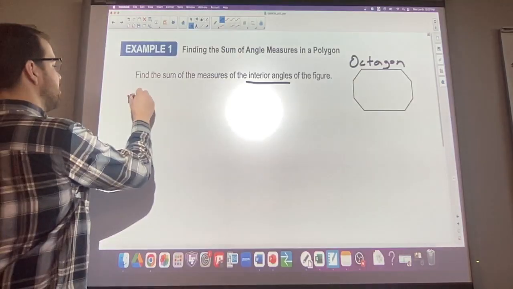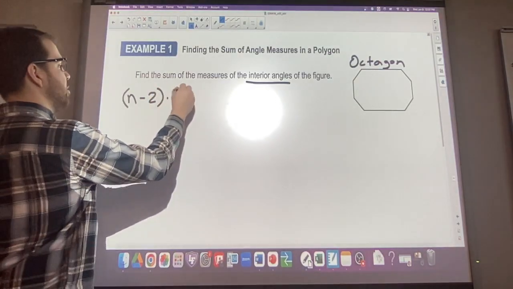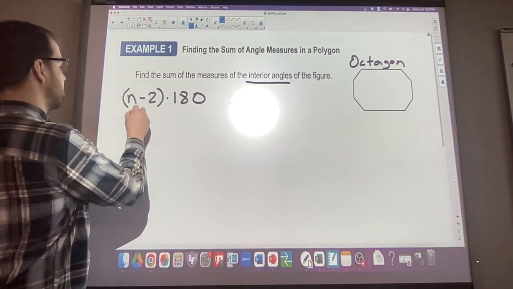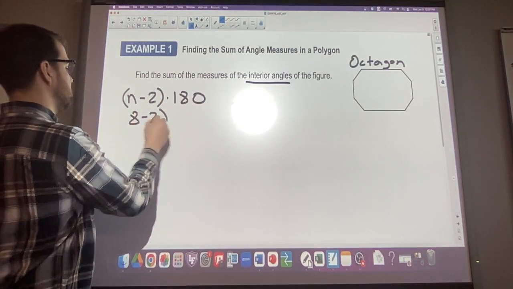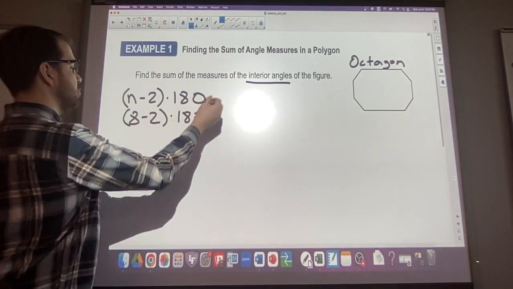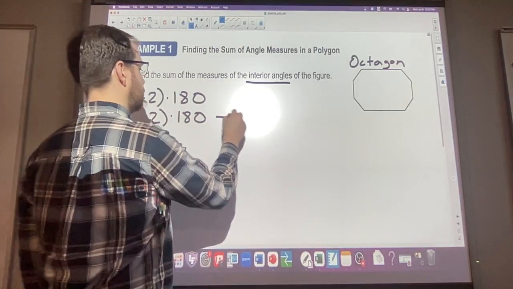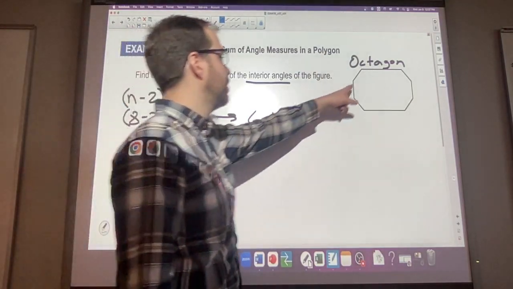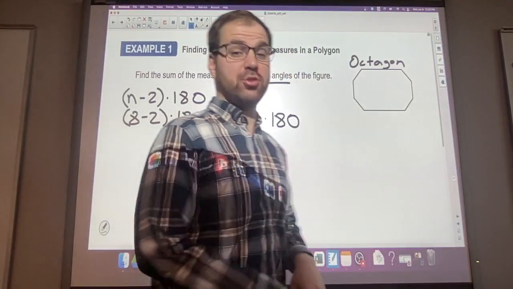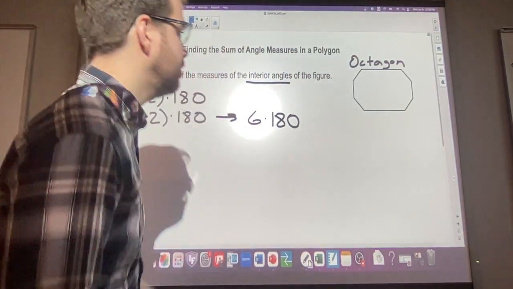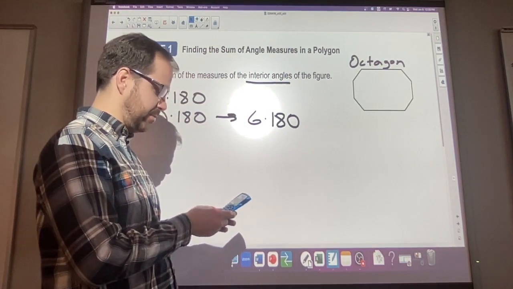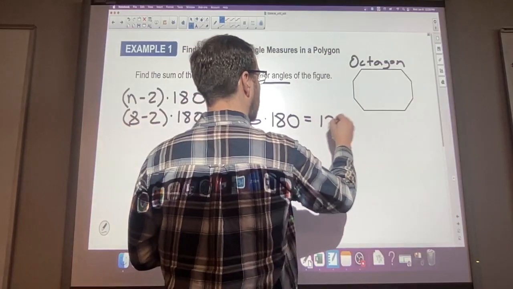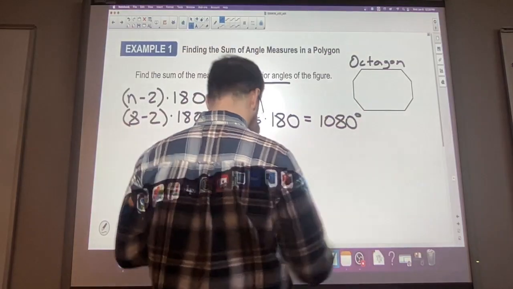All right, so we got n minus 2 times 180. What are we going to put in for n? Well, that's the number of sides, so that's going to be 8 minus 2 times 180. So really, we're taking 6 times 180, and that will tell us the sum, all these angles added up, what it should be. So, get out your calculator, 6 times 180, and we get 1,080 degrees. Okay.